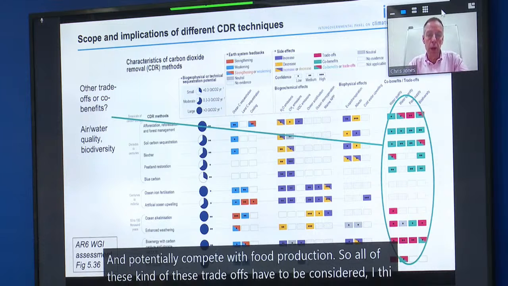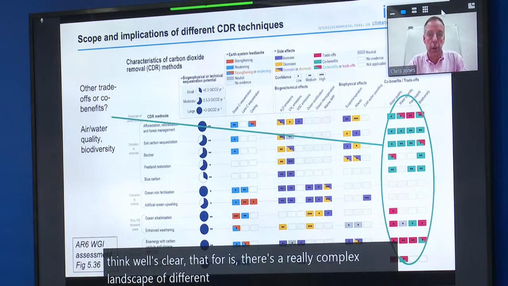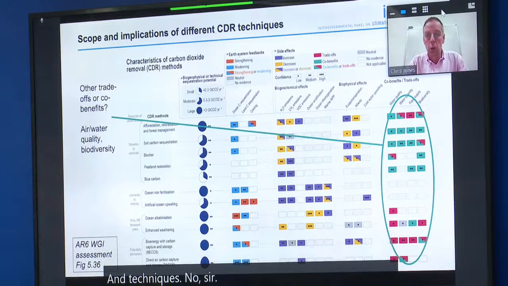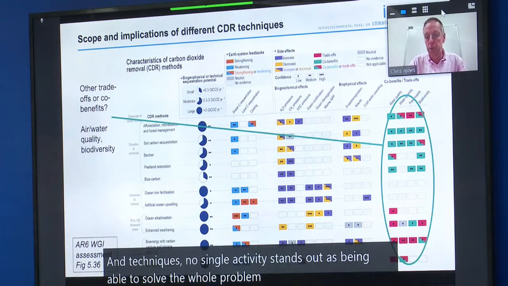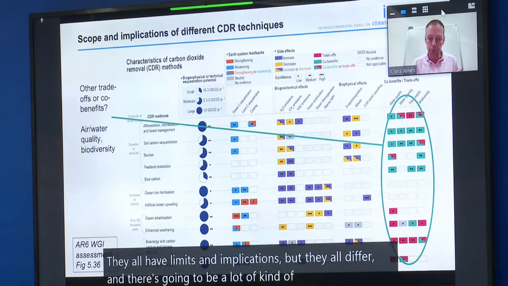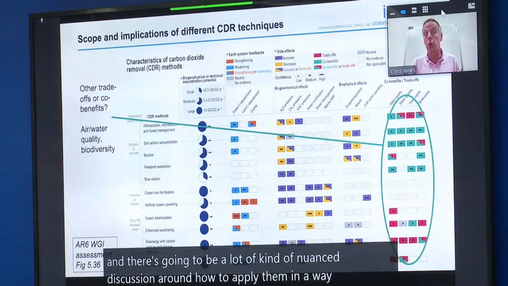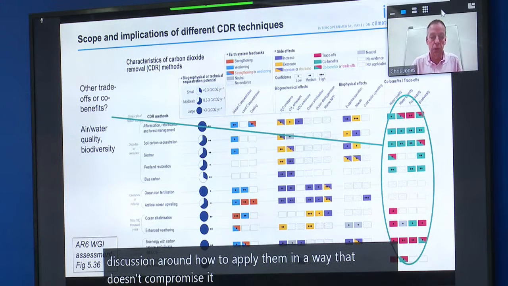I think what's clear, therefore, is there's a really complex landscape of different CDR applications and techniques. No single activity stands out as being able to solve the whole problem. They all have limits and implications, but they all differ, and there's going to be a lot of nuanced discussion around how to apply them in a way that doesn't compromise other aspects of sustainability.